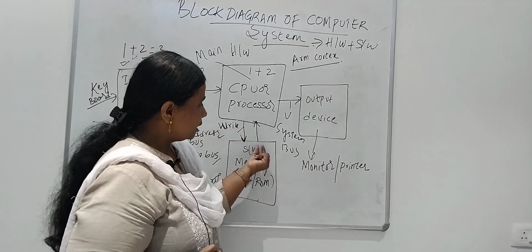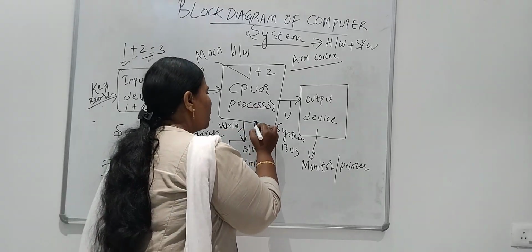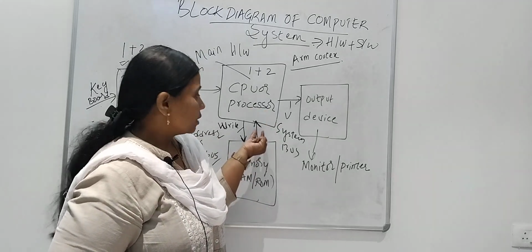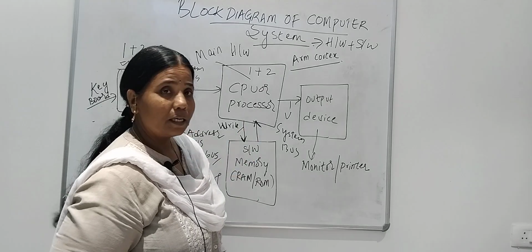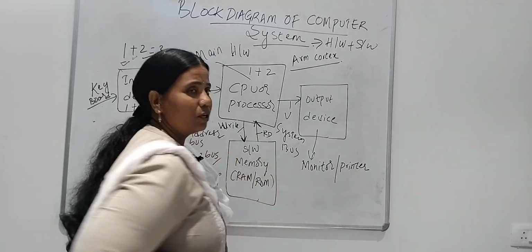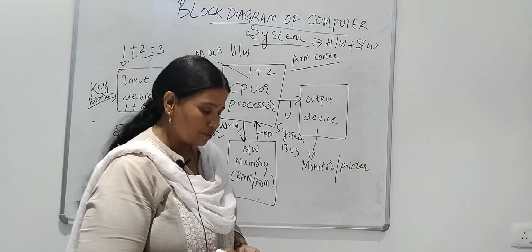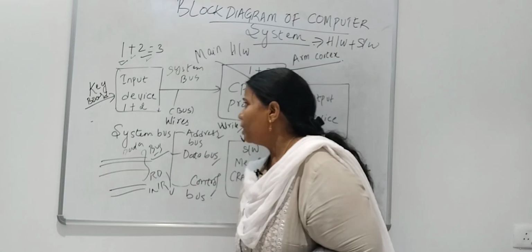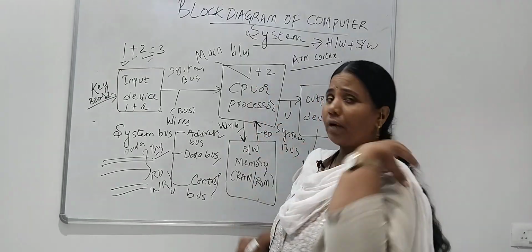Similarly, your CPU can take data, which is shown with an outward arrow. Taking the data from the memory is called a read operation. So your memory is connected to your CPU using the system bus to do the read or write operation. Here, the input 1 plus 2 is taken.